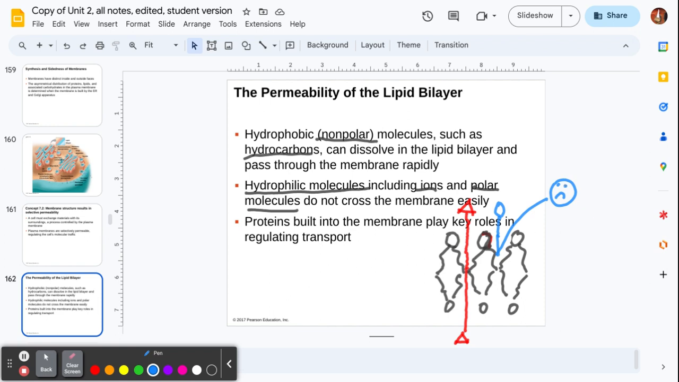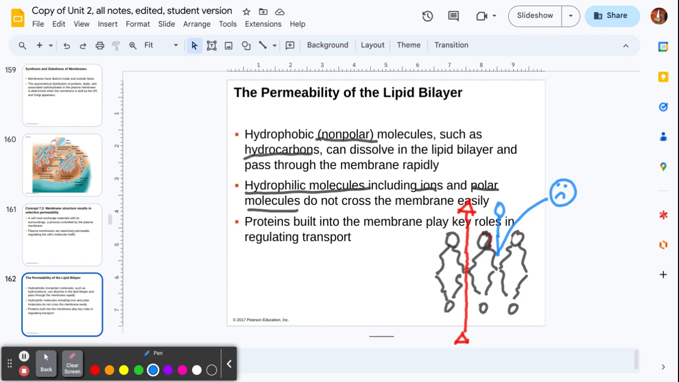Ions, same thing. They tend to like the polar environment, they interact well with it, and they're going to be repelled by the tails. So, long story short, anything that's polar needs some other way to get across the membrane. Anything that is nonpolar can get across the cell membrane. When I say polar, I'm talking hydrophilic. Polar is hydrophilic, and nonpolar is hydrophobic. Those are synonymous.